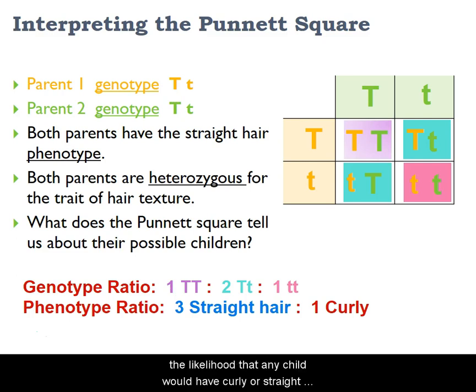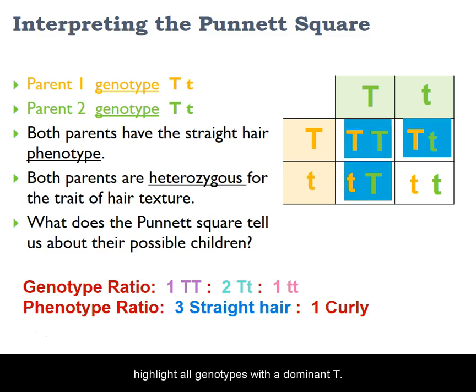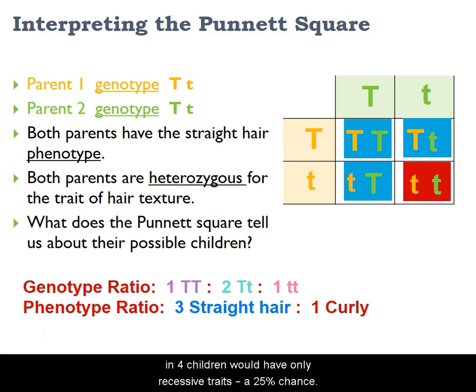The phenotypic ratio tells us the likelihood that any child would have curly or straight hair. The bright blue boxes highlight all genotypes with a dominant T. 3 out of 4 children would have the dominant straight hair texture, a 75% chance. In red, we can see that only 1 in 4 children will have only recessive traits, a 25% chance, and they will have curly hair.